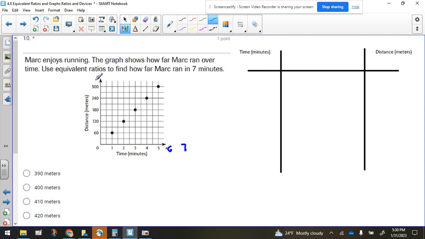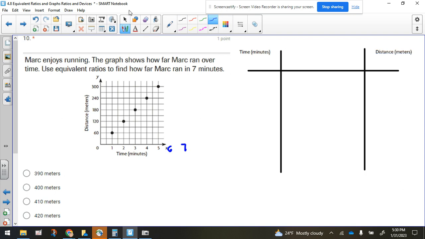So we can see that we're likely to be definitely over 300, and all the choices are over 300. But if there was a choice that was not over 300, we would, of course, eliminate that just by using the visual. But how might we use either a data table or ratios and proportions to figure this out?